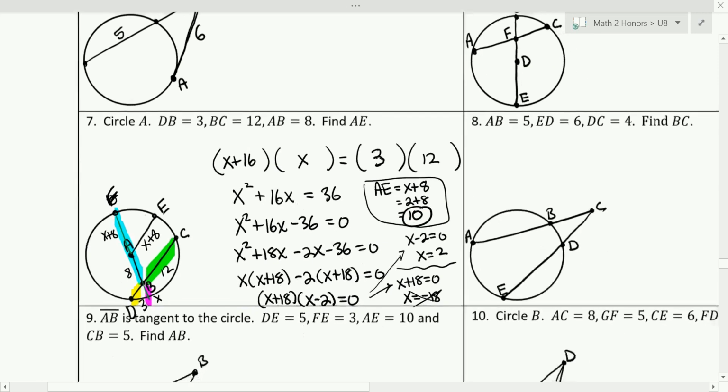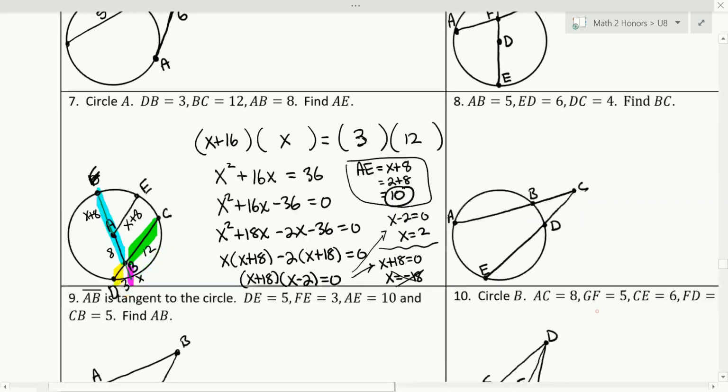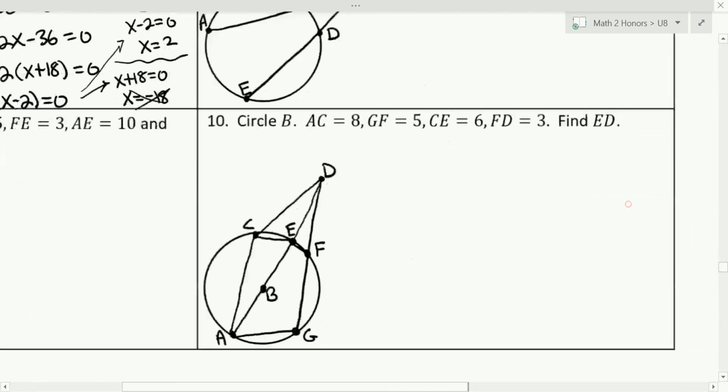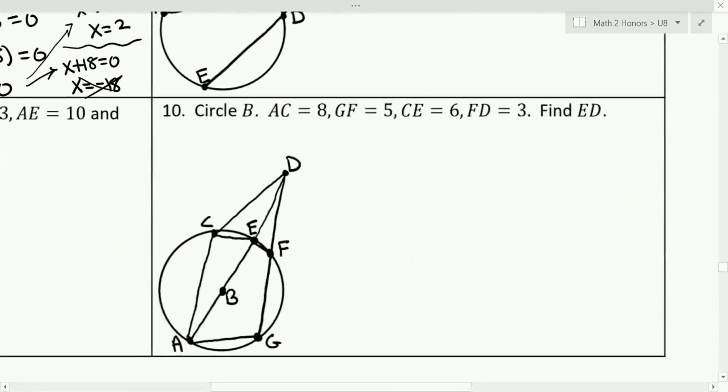What's another one on the first page? You guys in all three periods are picking the same problems. You guys are on track. Those are good ones to pick though.